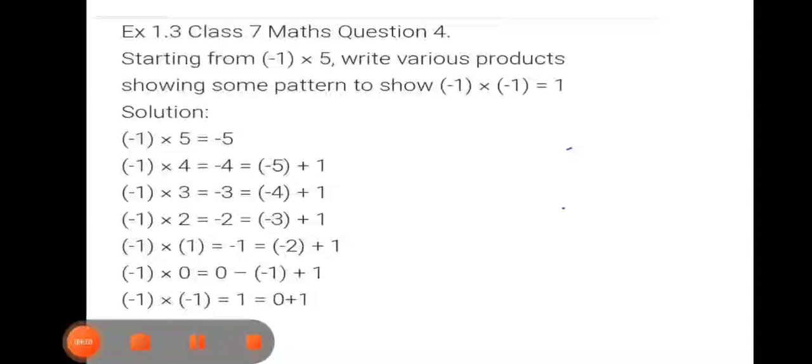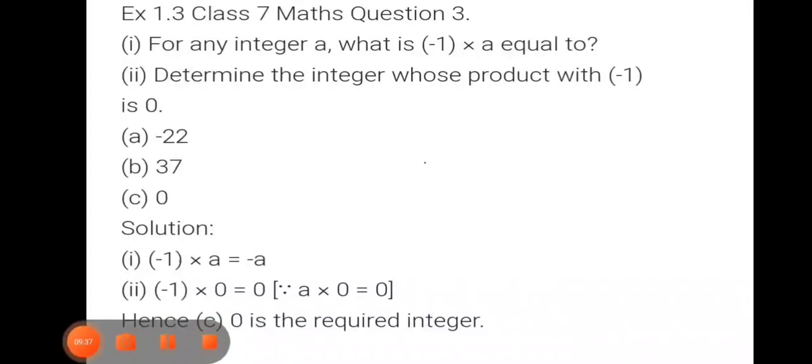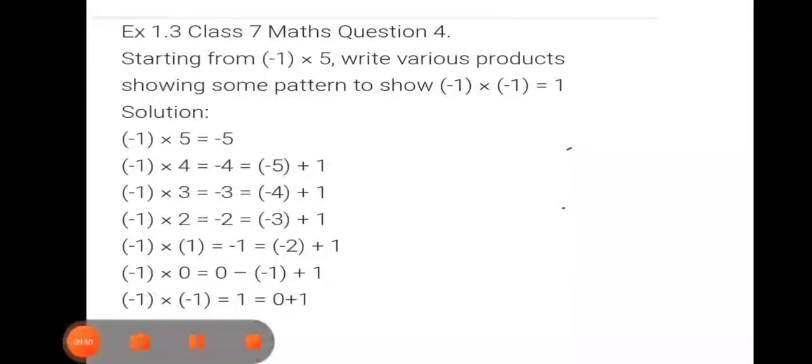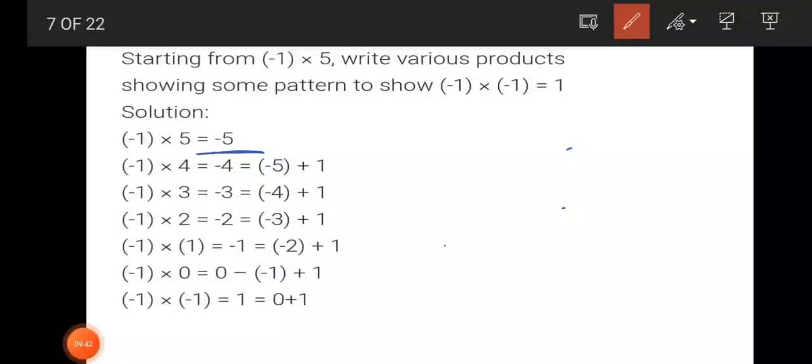Next is a property. Its properties say, in question number 4, you make a pattern. You make a pattern like this. You start with minus 1 into 5 and you finish with plus 1. You have nothing to do but reduce one number each time. If you start with minus 4, you start with minus 5, so you list one number less after that.